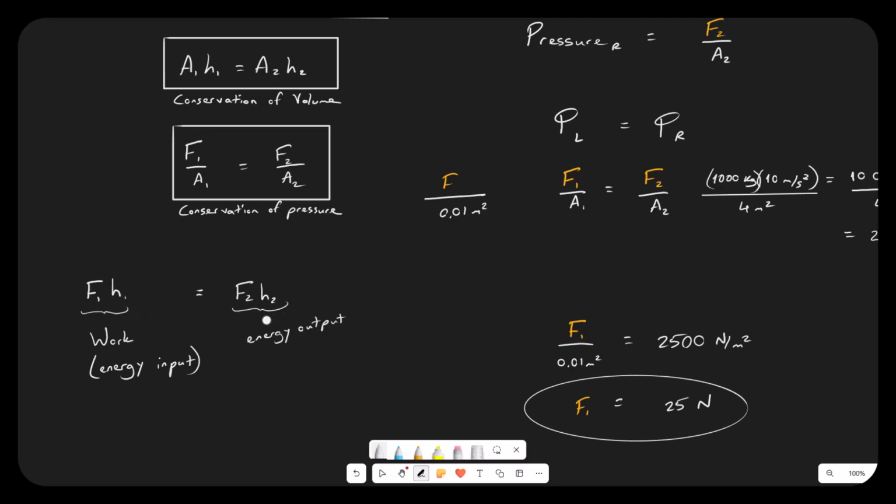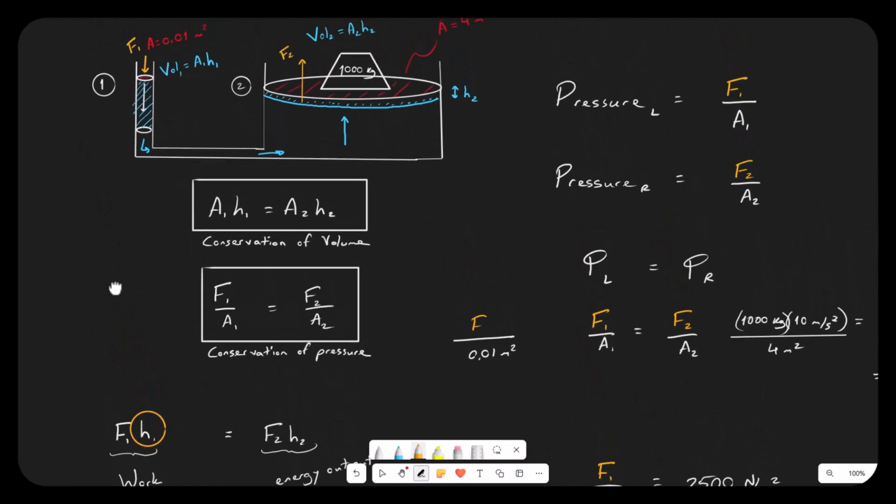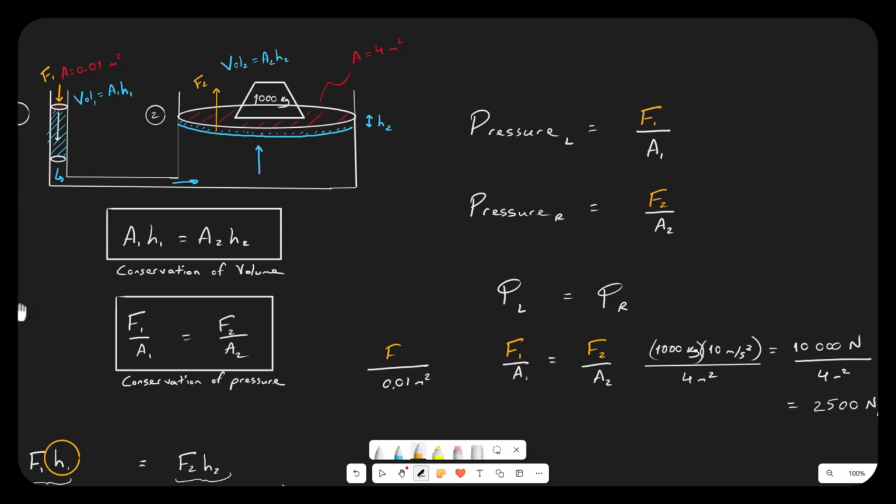So I get the same amount of energy out as I put in, minus frictional effects, but we're not going to worry about that right now. I get the same amount of energy out as I put in, but to do that, I'm going to need a really big distance on the left. So if I want to raise this car, yes, I can do it with 25 newtons on the left, but if I want to raise this car by 10 centimeters, I'm going to have to drop this thing by a long way.